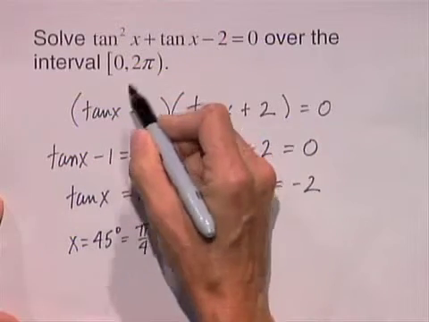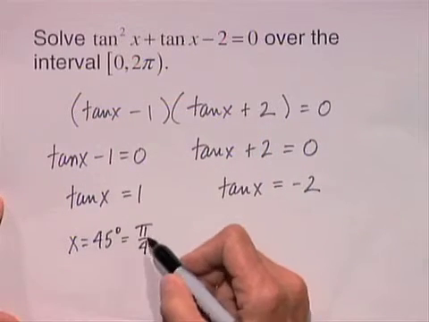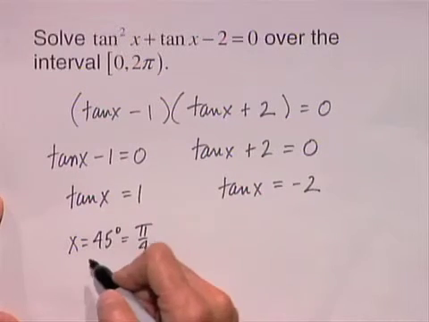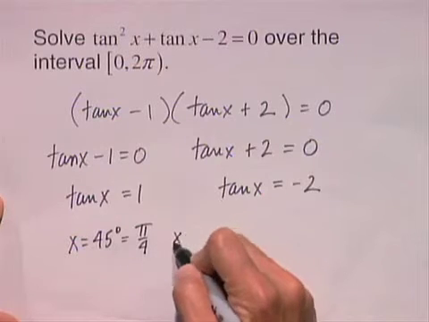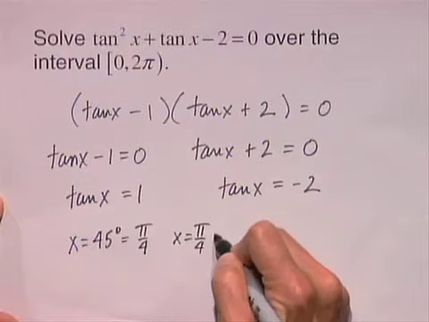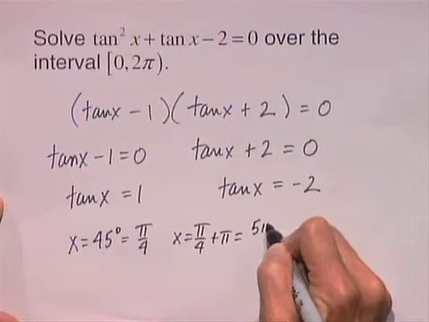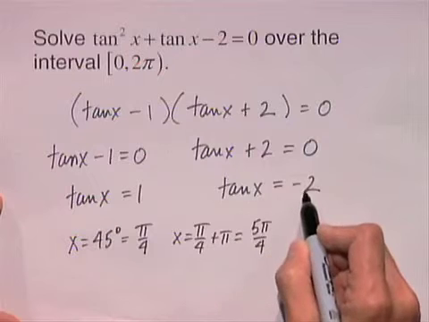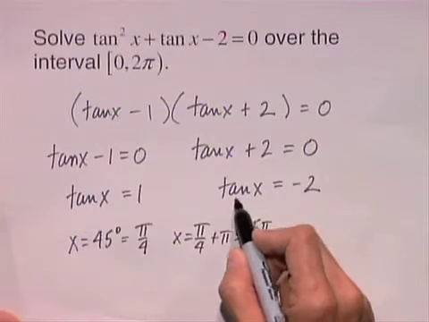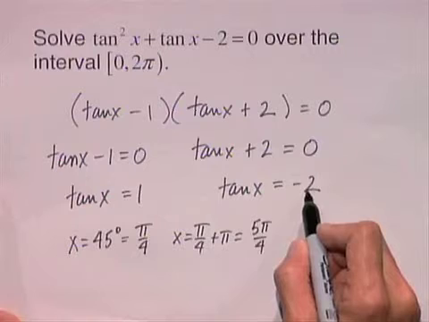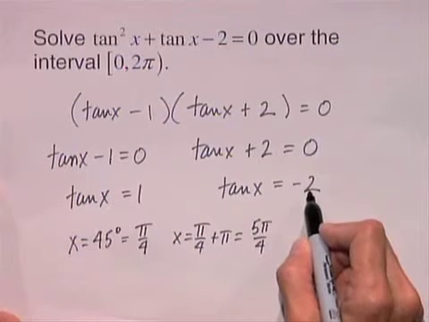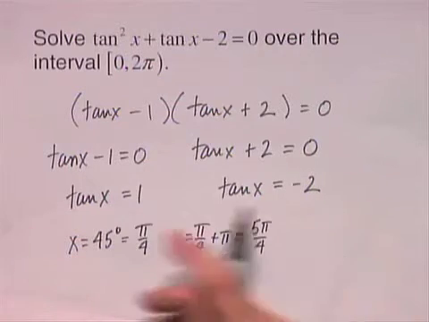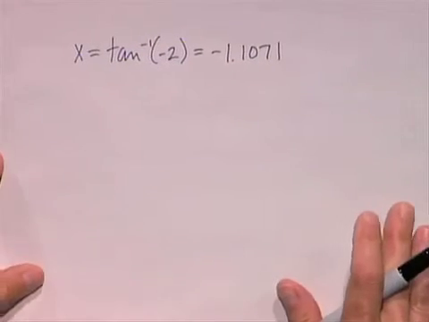I'm supposed to give my answers between 0 and 2 pi. I use pi over 4 as a reference angle into quadrant 3. And so to find x in quadrant 3, I'll take pi over 4 and add pi, and end up with 5 pi over 4. Now for the second piece, there isn't an exact value of x that I know of where the tangent of that is negative 2. So to solve for x, I need to find the inverse tangent of negative 2. I've run out of room, and I've worked that part on a separate sheet of paper.